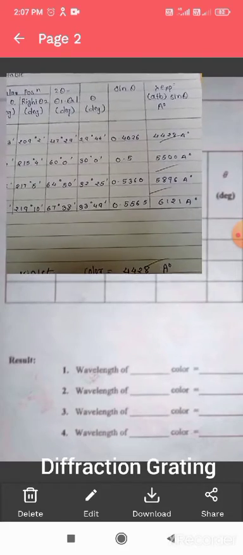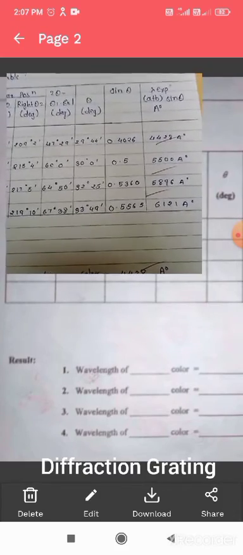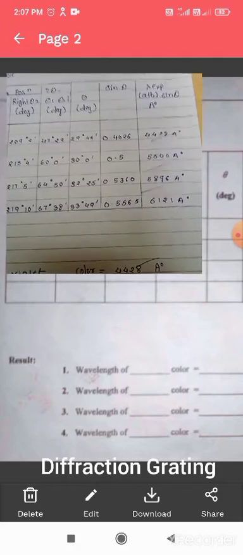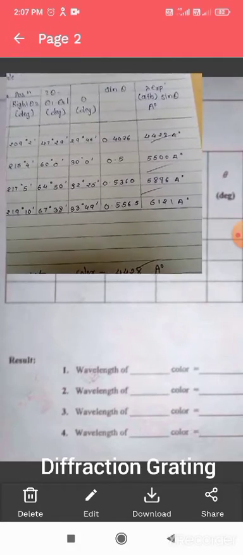In the previous experiment we have seen the wavelength of the sodium vapor lamp is 5893 Angstrom. Its answer is 5896 Angstrom. So it is close to the wavelength of the sodium lamp, because the sodium color is yellow.